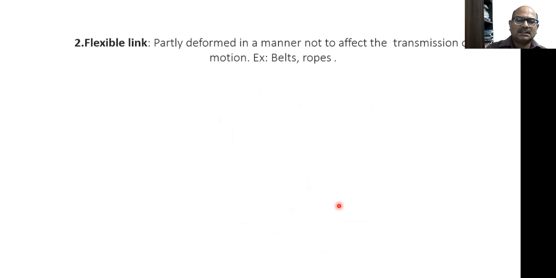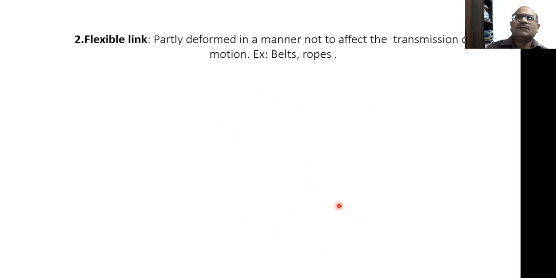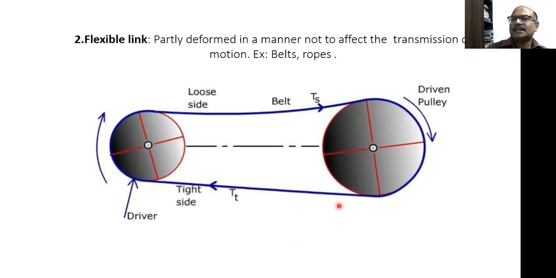Then the second type of link is the flexible link. There we can see that partial deformation is available, in a manner not to affect the transmission of the motion, like belts and ropes. When they are at rest, they are straight, but as soon as the force is transmitted, they change their shapes. They are deformed, but the deformation is partial. It's not a complete deformation.